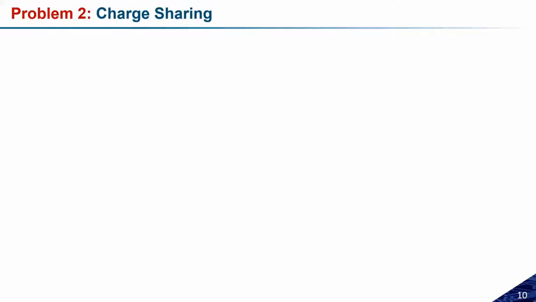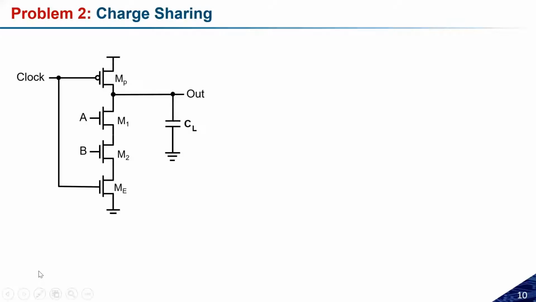Okay, suppose I have a circuit something like this, where we have a pre-charge transistor MP and an evaluation transistor, and two transistors connected in series, which will give some particular logic, right?